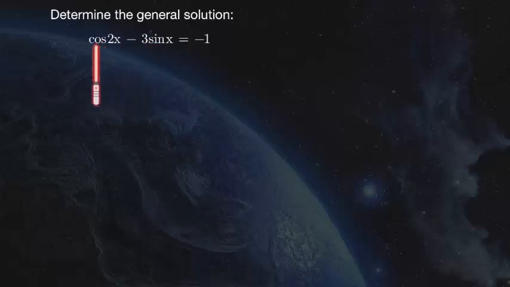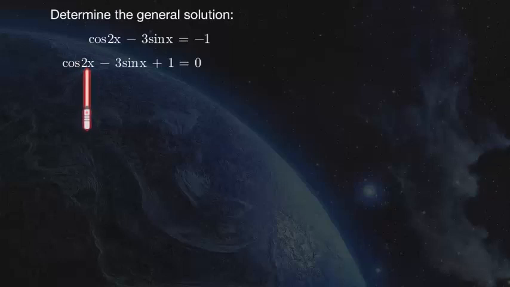So before we apply identities, we want to move all our terms to one side because later on we are going to have to factorize. So let's do that. Cosine 2x minus 3 sine x plus 1 equals 0. Now which one of these functions can I change with an identity? Well, this cosine double angle. Now what identity will we use? Which one of the three?